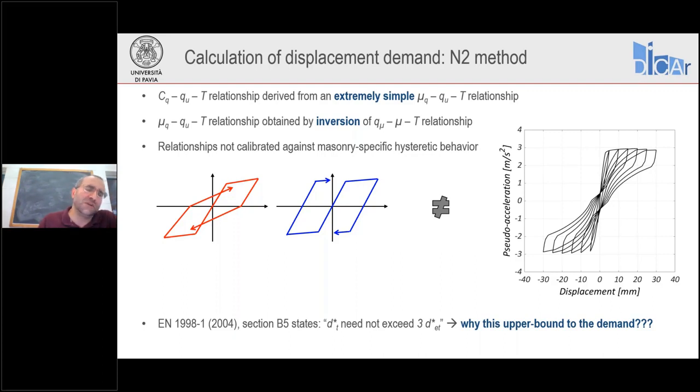Then we have another problem, which is not related to this accuracy issue. This problem is a statement that we find in the ERGOCAD, where we read that the inelastic displacement demand, D star T, needs not to exceed 3 times D star ET. So we don't take it greater than 3 times the elastic demand. But why? There is no reason for limiting the displacement demand. It can be way more than 3 times the elastic displacement demand. So there are several issues in the N2 method as implemented in the ERGOCAD and also in the Italian code.